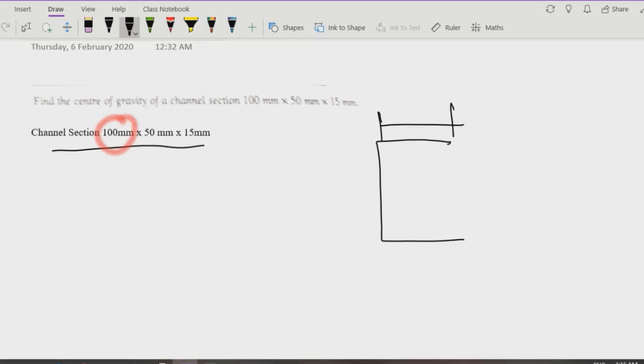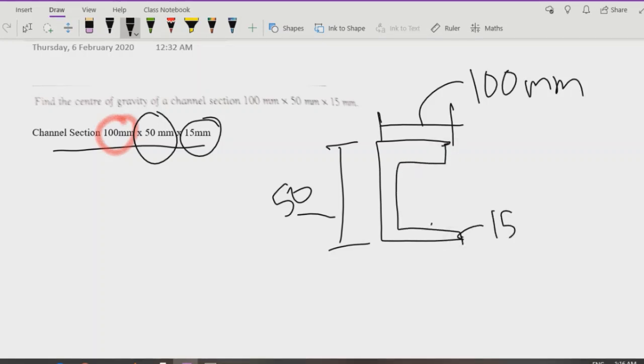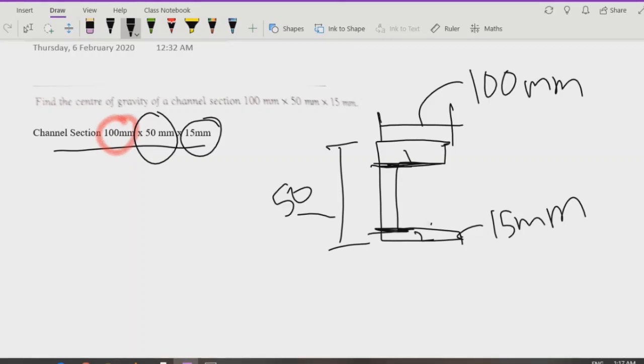From this distance to this distance is 100 mm. The second dimension is always the vertical dimension, meaning height, which is 50 mm, and 15 mm. The third dimension is the thickness, so this thickness will be 15 mm. Now to solve this problem, this is my section 1, this is my section 2, and this is section 3.